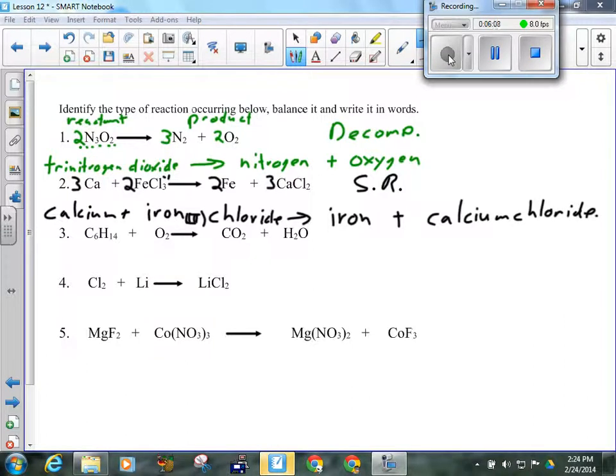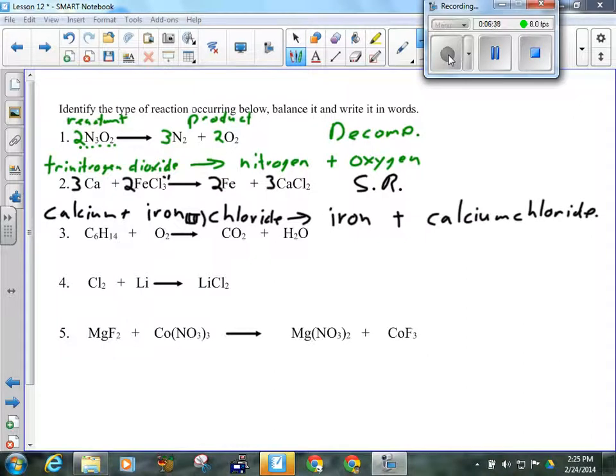Why don't I write the Roman numeral on the iron when it's by itself? Do elements have charges? They don't. That's why you don't write it. Iron 3 only has a 3+ charge if it's in a compound. In this case, it's iron. It's an element. It doesn't have a charge. It's simply iron. So you never write Roman numerals on elements by themselves. Okay, so starting to ring a bell a little bit.